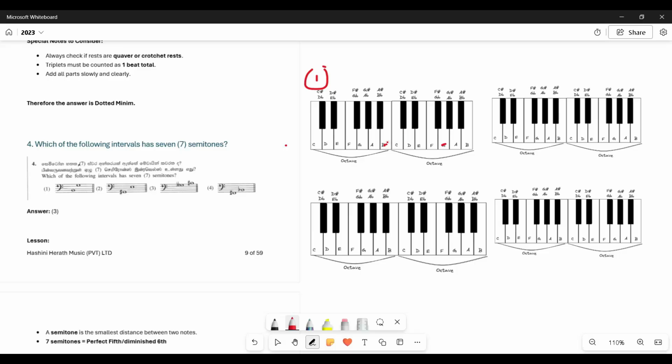semitones are there. 1, this is 1 semitone. Semitone is the closest distance between 2 notes. So this is the second semitone, third semitone, fourth semitone, fifth semitone, 6, 7 and 8. So this has 8 semitones. Next one is G sharp.